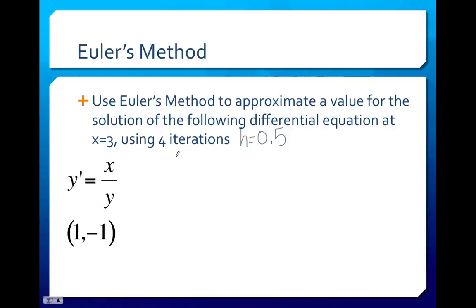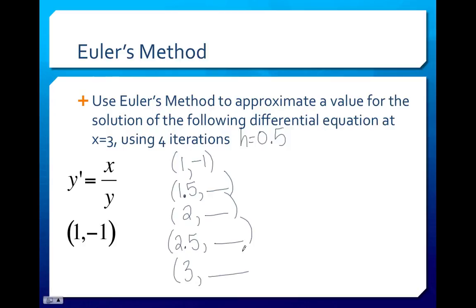All right, so my initial point is 1, negative 1. My second point is going to be 1.5, something. My next one is going to be 2, something. 2.5, something. And then 3, something. And that is 4 iterations. From here to here is 1, 2, 3, 4. This is probably going to be a calculator question, I'm thinking.